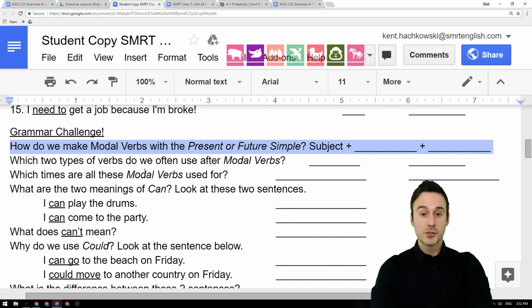And you can see that I've kind of given you some hints as well. Present or future simple. So we were kind of talking about present or future ideas today. How do we make modal verbs with the present or future simple? So of course we're going to need our subject. And then after that, what are we going to need?